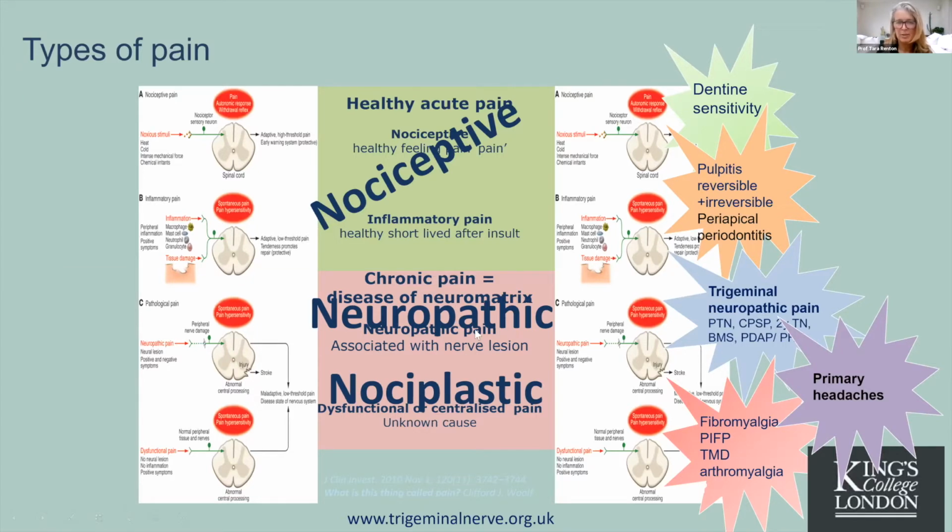Whereas the unhealthy pains, your neuropathic, by definition, a lesion of the nerve, either peripherally or centrally, or nociplastic, which is the idiopathic, fibromyalgic, chronic widespread pain. These are the unhealthy pains. These are a disease of the neuromatrix. And therefore, pain in these conditions is not a symptom, it's actually a disease. So that's something you really need to get your head around. And a lot of the pains we're talking about today are in this group.